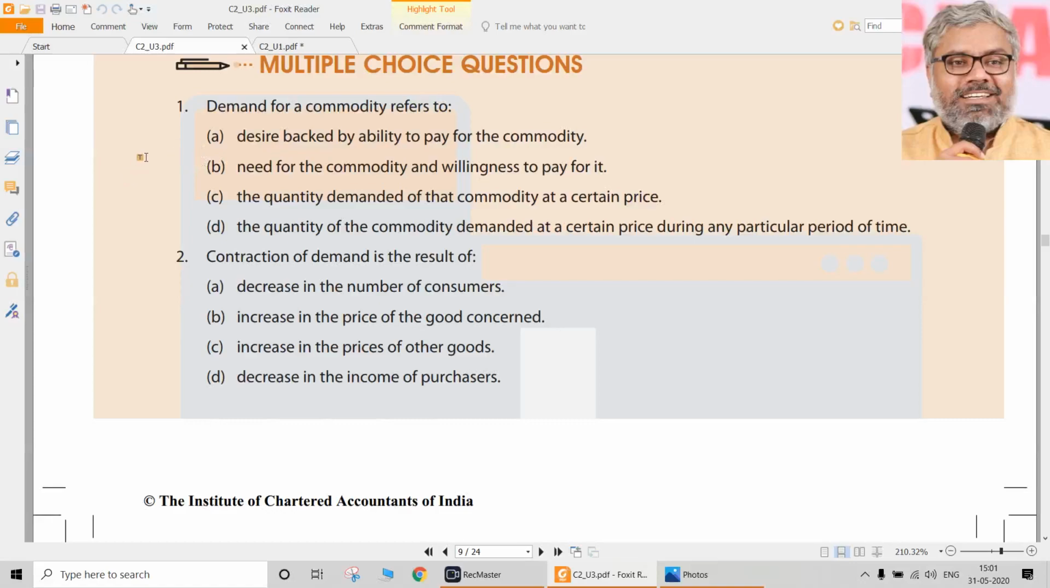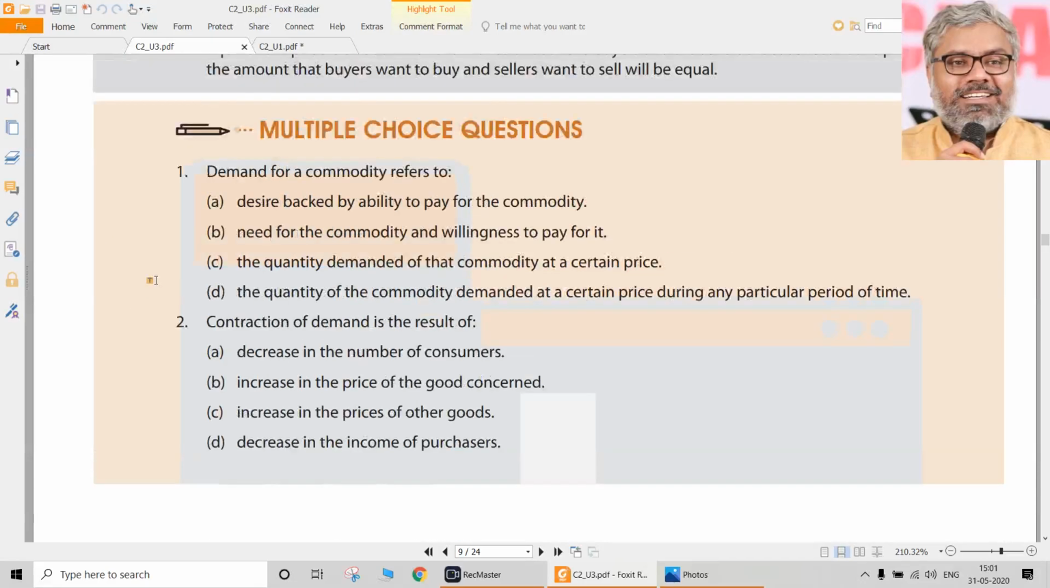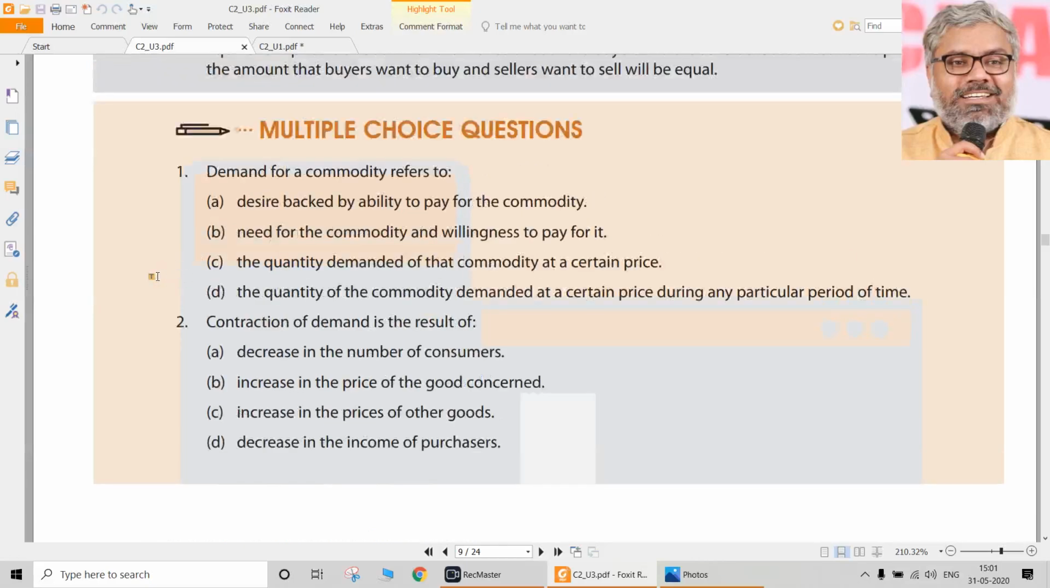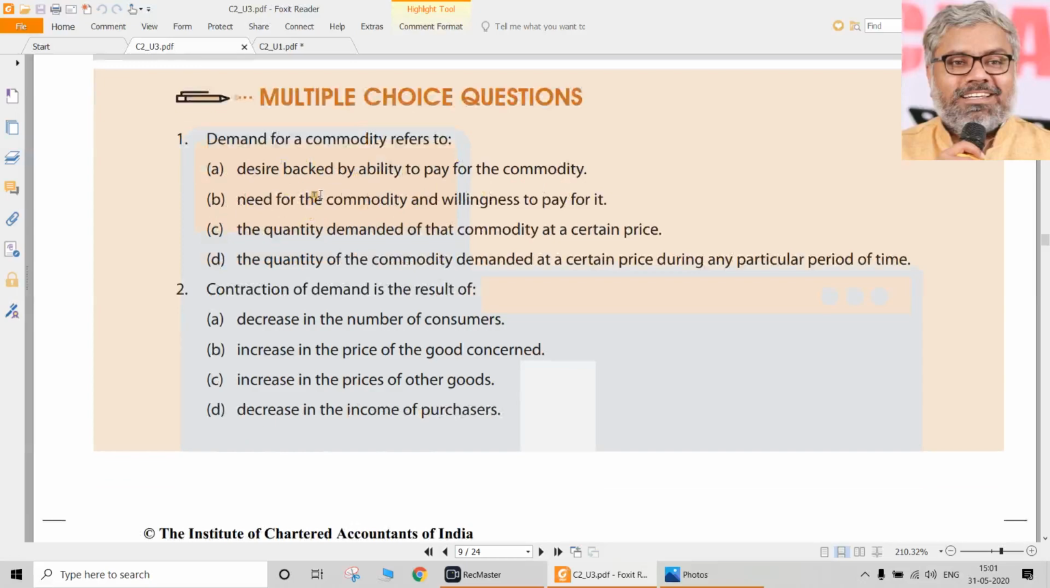Whatever swiftness, if it is helpful, it is good. If that converts to a little bit of hastiness, then it becomes a problem that will be counterproductive. It will just give us negative marks. So read the options. The first one is not a wrong thing. Nobody says desire backed by ability to pay for a commodity is wrong. Fantastic. Yes, it is also correct, but it may not be the correct answer.